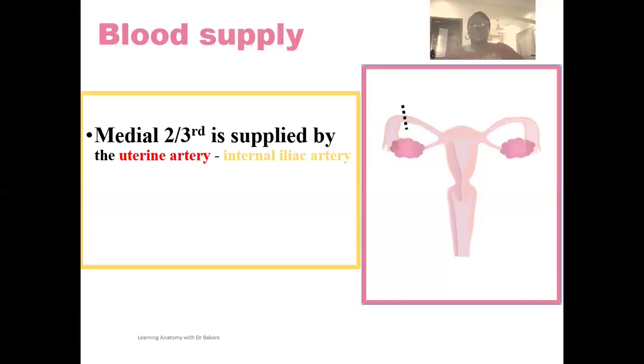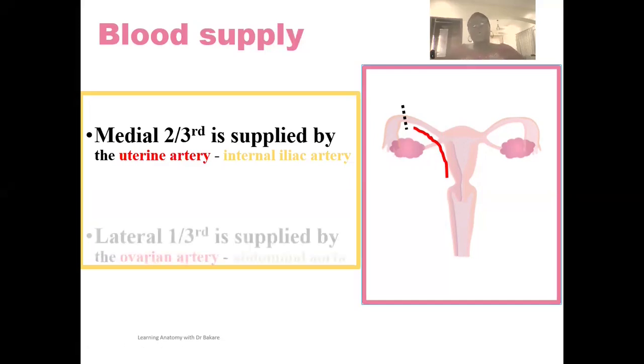For the medial two-third, it is supplied by the uterine artery. And this is where we have the uterine artery here, providing supply for the medial two-third. And if you look at the medial two-third, you see that it is closer to the uterus. And this is why it's enjoying the blood supply from the uterus. So this is supplied by the uterine artery. And we know that the uterine artery is an emergence from the internal iliac artery.